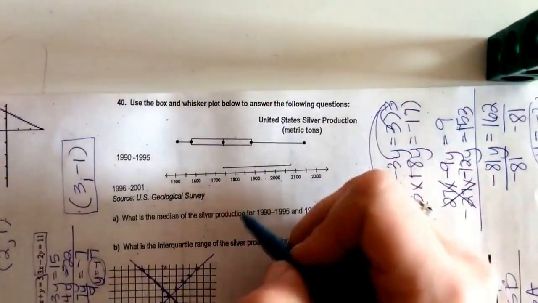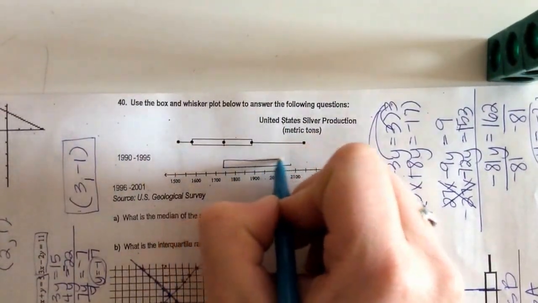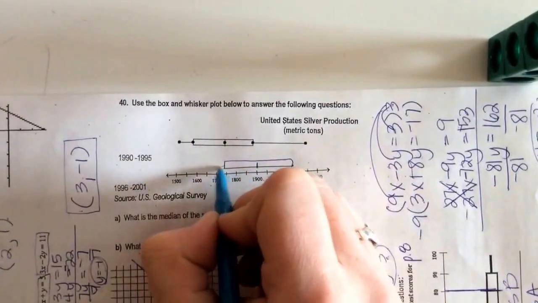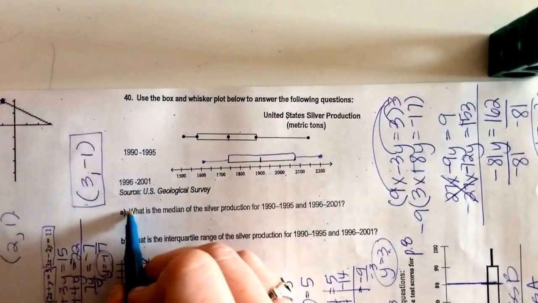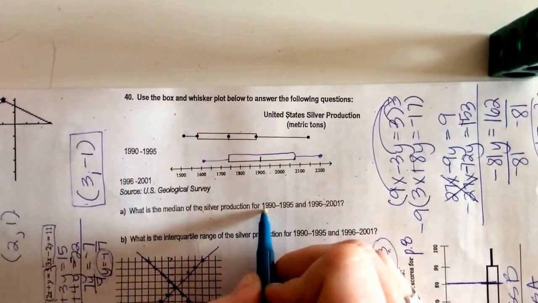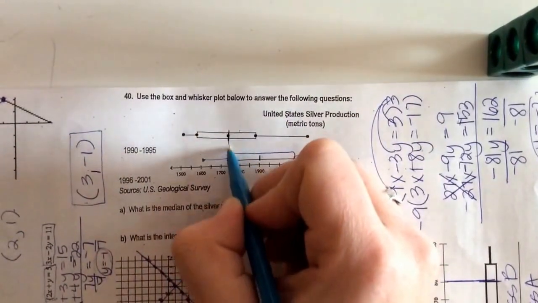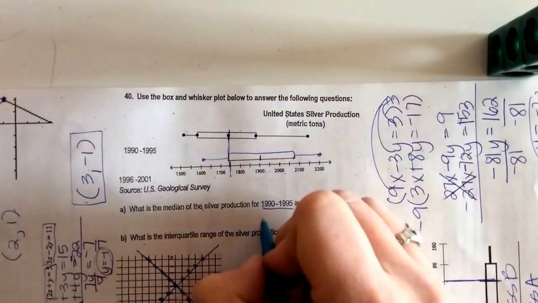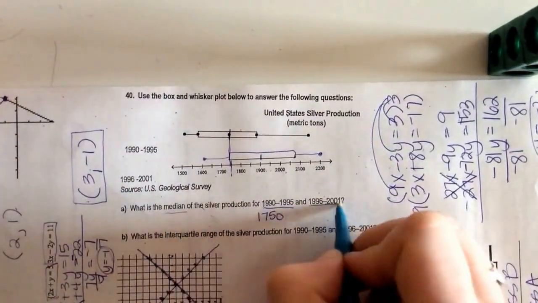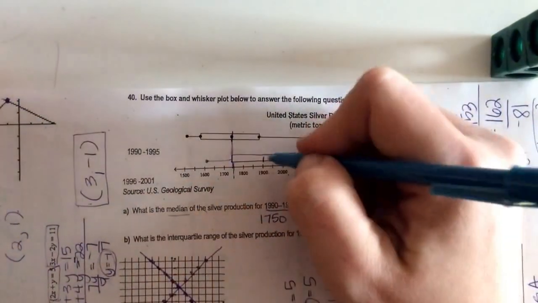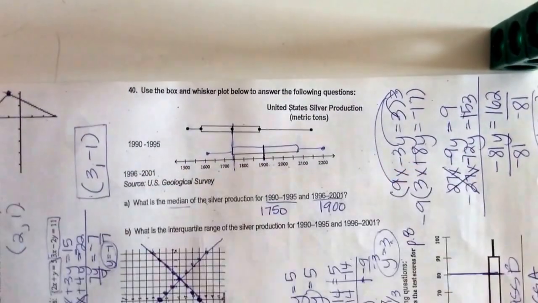Last question, number 40. It kind of got cut off again. It's a little messed up. But this is the gist of it. What is the median of silver production in 90 to 95? So the middle, let's estimate it's probably 1750. What's the median for 96 to 2000? So this one, the median is right here. Let's again estimate it's 1900.